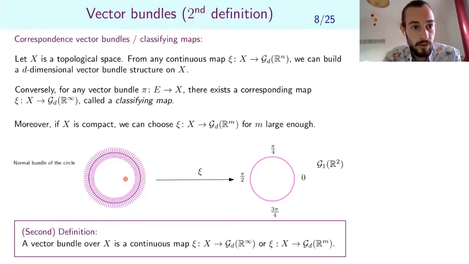So this will be our new definition of vector bundles from now on. We'll say that a vector bundle over a topological space X is a continuous map from X to the Grassmannian. In practice, it will be to GD of Rm.